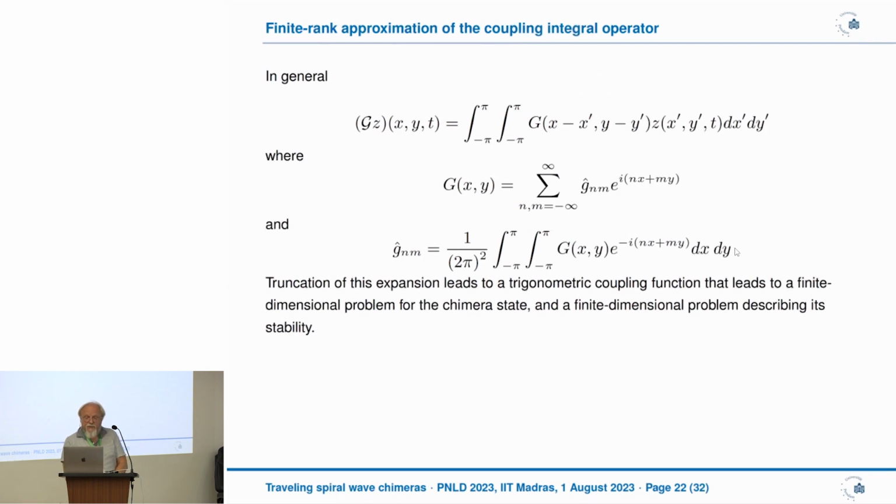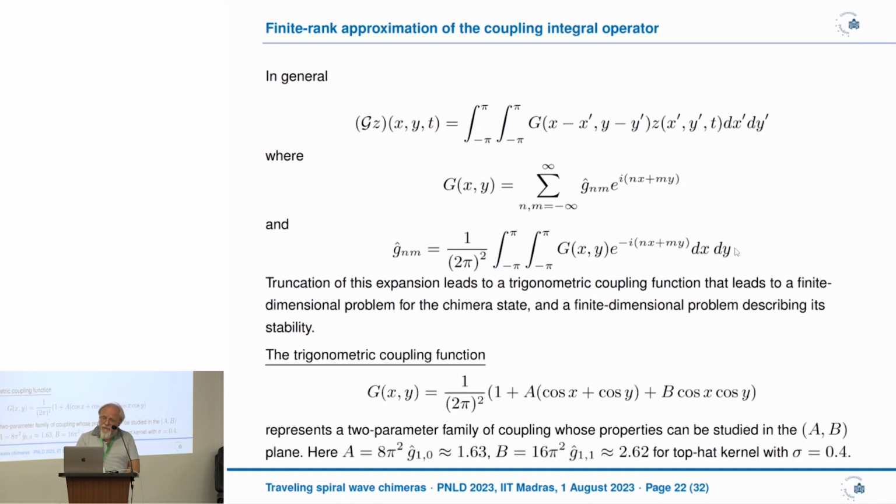The general structure of this problem is this, right? I have to do these convolutions. The coupling function in general can be written as a Fourier series with the corresponding inverse, as indicated over here. But an interesting and useful approach is to truncate that Fourier series. And of course, you're not going to get a top hat function from a truncated Fourier series, but you get a reasonable approximation to it. And we have found this particular coupling function very useful.